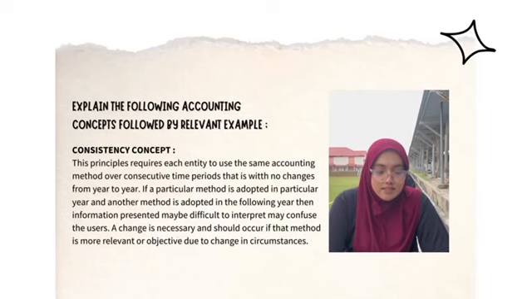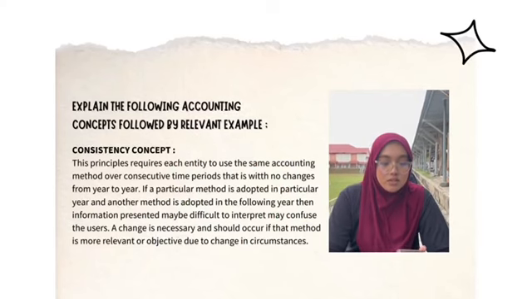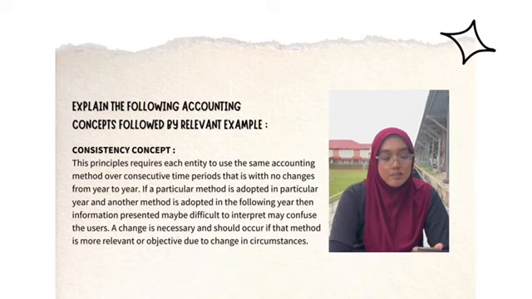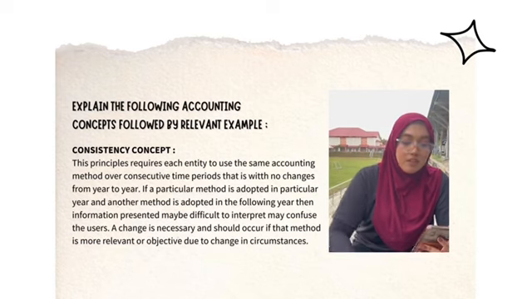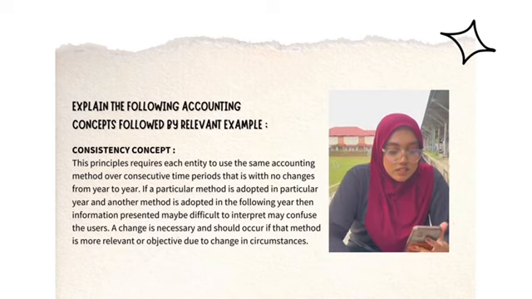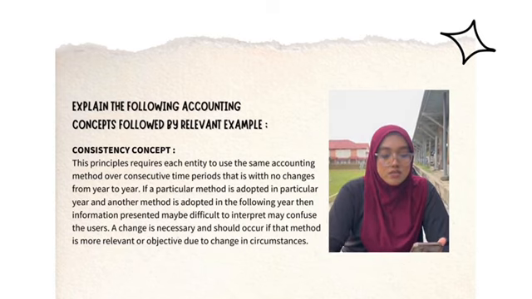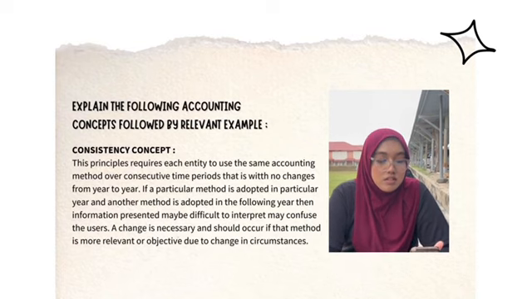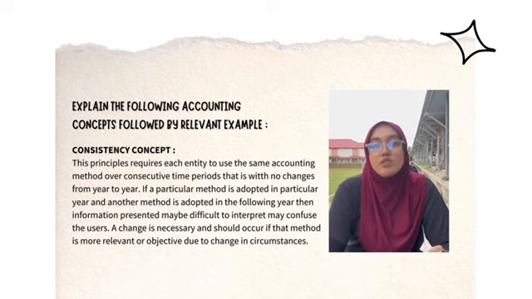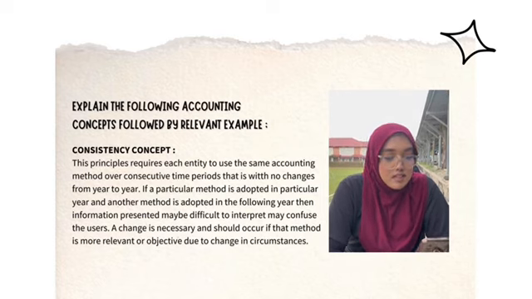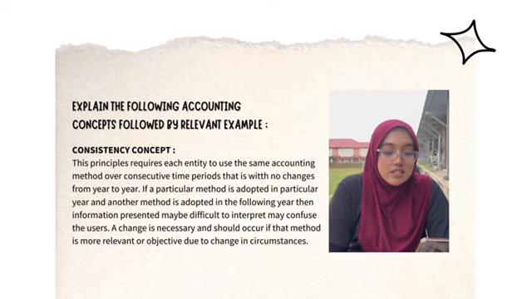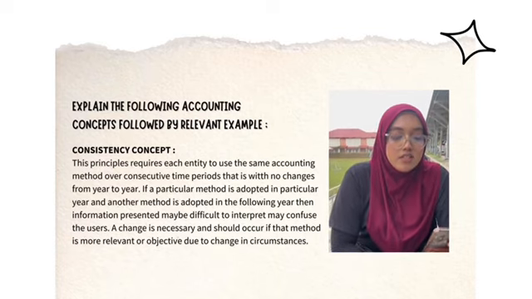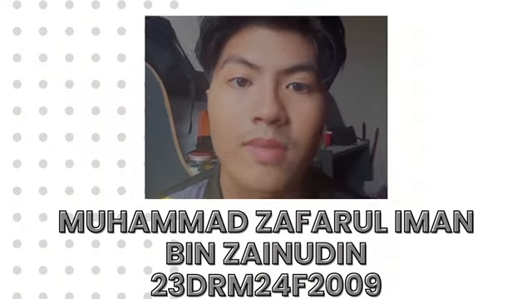I will explain the following accounting concept followed by a relevant example. Okay, the concept is the consistency concept. The principle requires an entity to use the same accounting method for each accounting period, that is, with no change from year to year. Then, if a particular method is adopted in a particular year and another method is adopted in the following year.